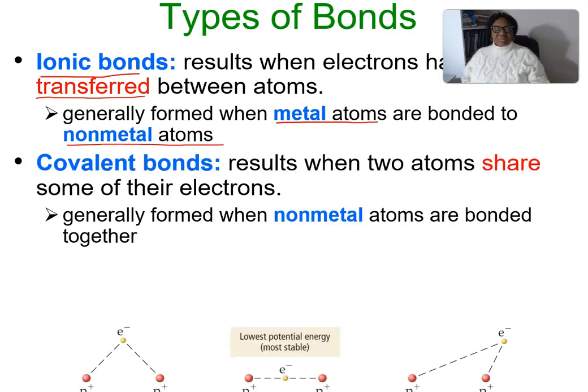The other major type is a covalent bond. It results when two atoms share their electrons. And this is generally formed between non-metals, two non-metal atoms. They bond together to form covalent bonds.